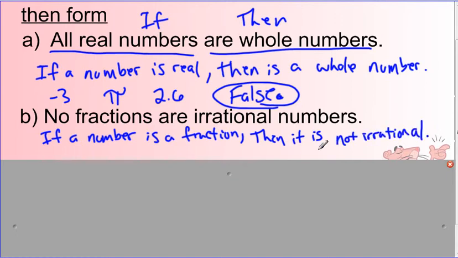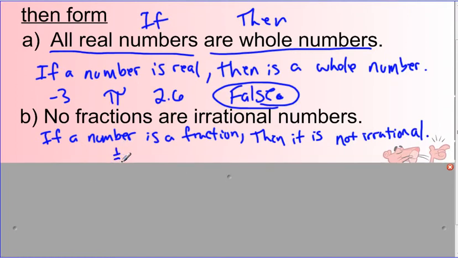So let's see. If a number is a fraction, then it is not irrational. Is that true or false? Let's write a couple fractions: 1/2, 3/4, and -2/9. So we have three fractions. If a number is a fraction, then it is not irrational. Well, these are not irrational numbers because they are fractions. The definition of irrational means you cannot write it as a fraction. So this is a true statement.